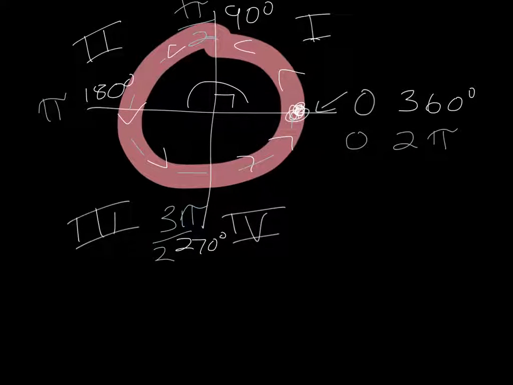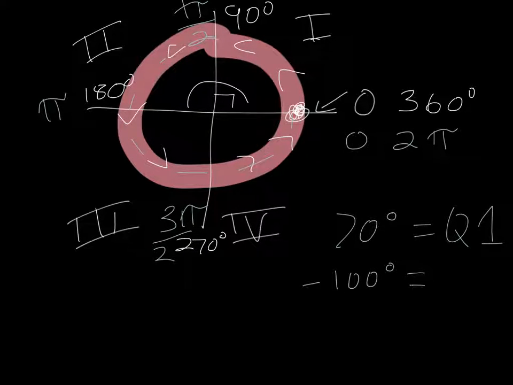So it might ask you, what quadrant would you be in if you went 70 degrees? If you went 70 degrees, of course, you're going to be in quadrant 1. How about if you went negative 100 degrees? What quadrant are you in? If you're going negative, you are working in reverse. There would be your 90, and you'd be slightly past to get to the 100. So you, of course, would be in quadrant 3.